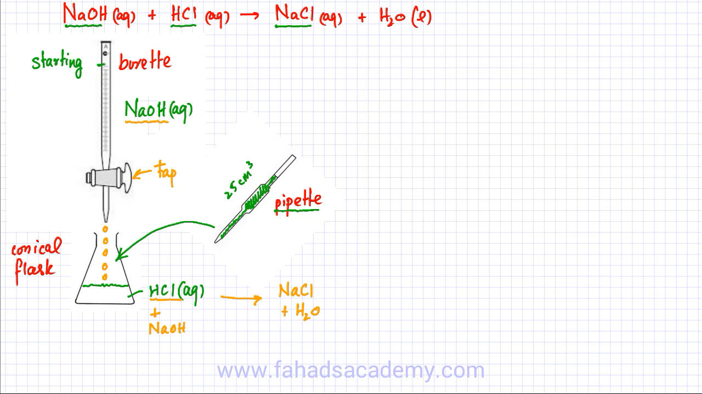Now what's going to happen is that initially your flask only had HCl in it. So at the very beginning of the experiment, the pH of your flask is going to be almost around 1. It's going to be very acidic. HCl is a strong acid. So let's say the pH is around 1. And as soon as NaOH starts falling into this conical flask, this HCl is going to get used up. It's going to start reacting with NaOH. It's going to start forming NaCl and water. So your pH would gradually change.